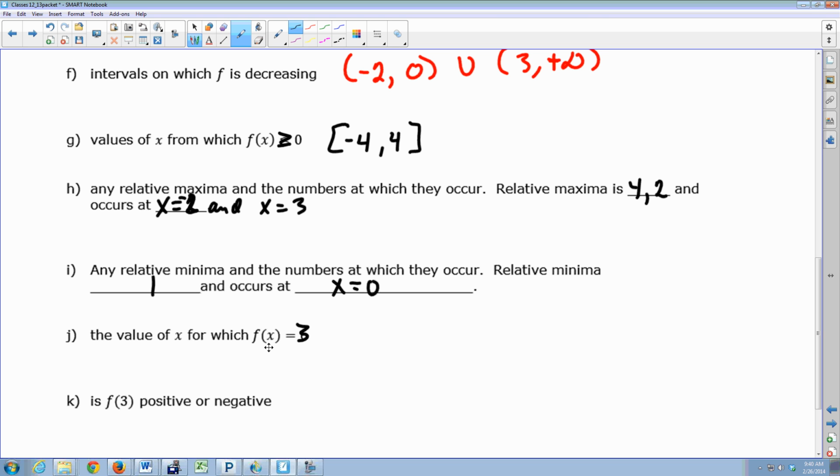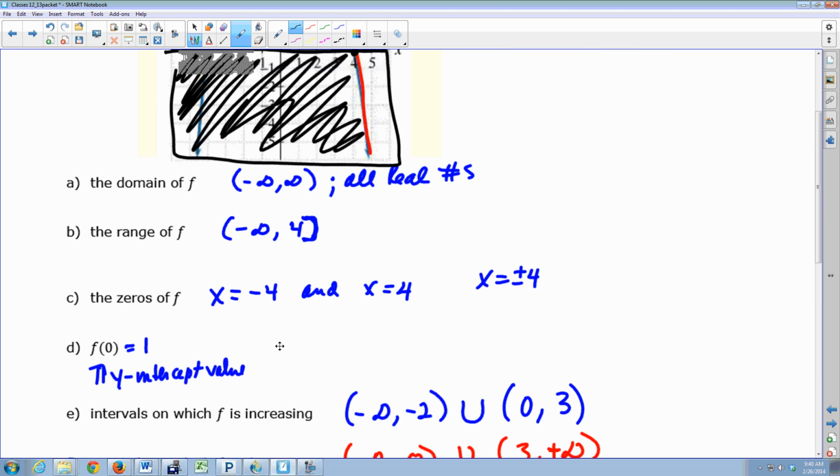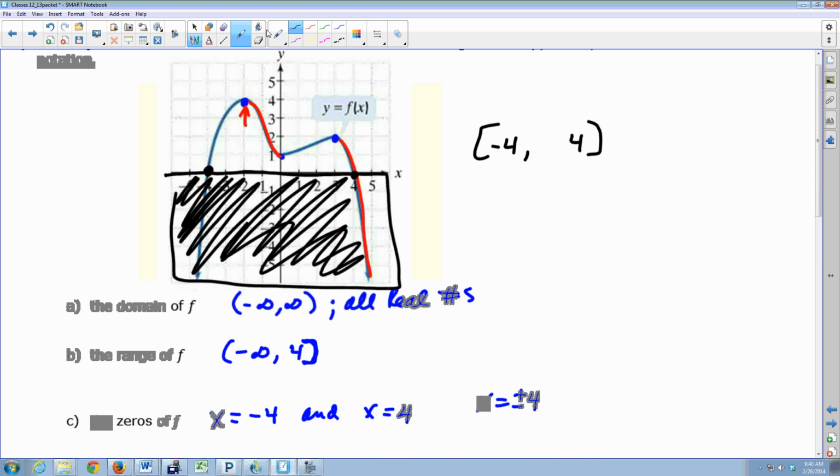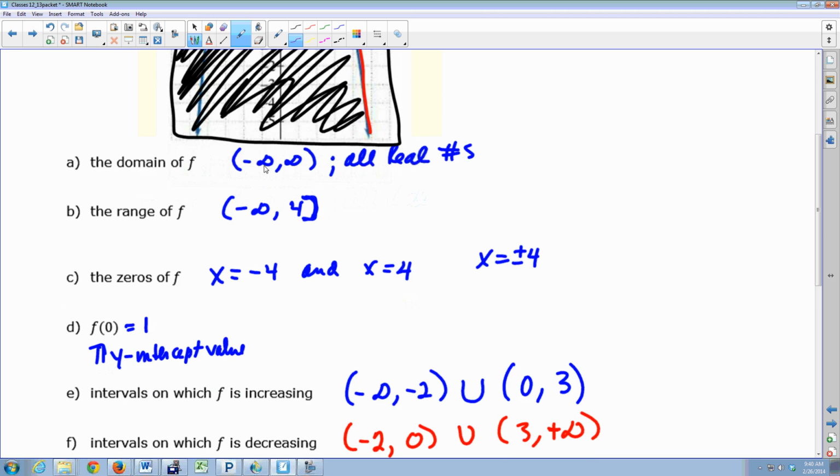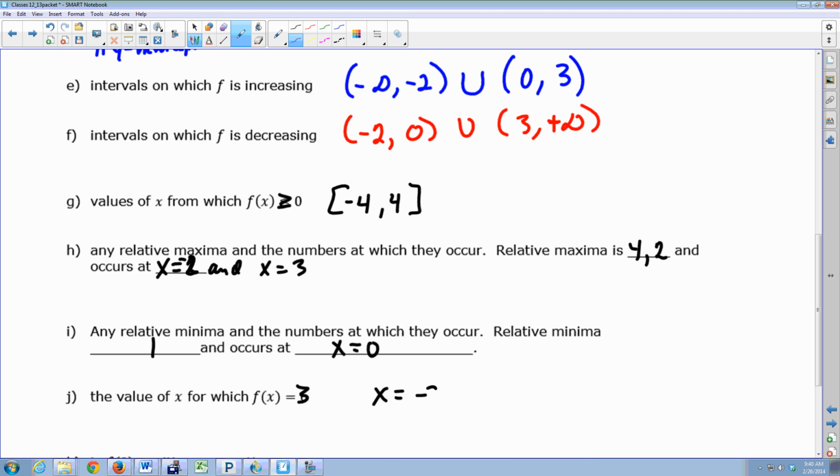Okay, the value of x for which f of x equals 3. So you go and you put a line right through y equals 3. So here we go, y equals 3. I'm going to go right through y equals 3, and I touch my graph in 2 spots. I touch it right here at x equals -3, and I touch it right here at x equals -1. So x equals -3 and x equals -1.